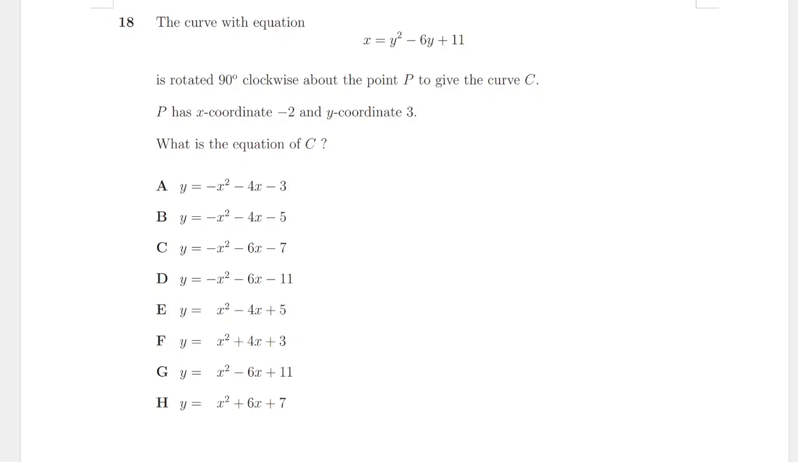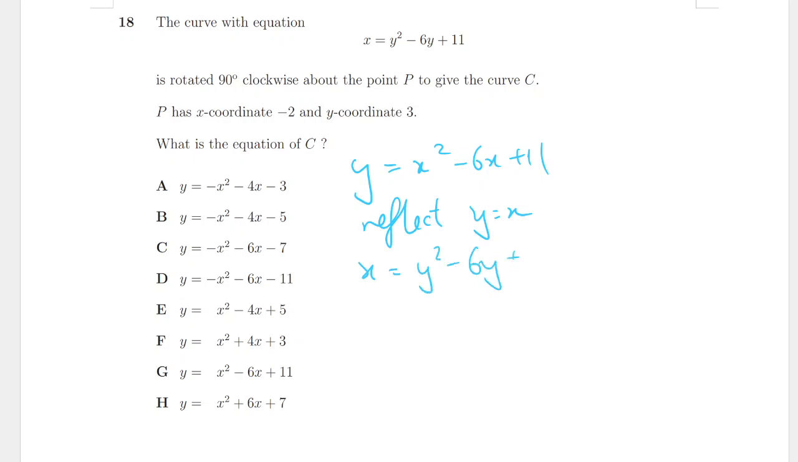If you don't believe this, you could start with the graph y equals x squared minus 6x plus 11, and then reflect your graph along the line y equals x. Then you'll get x equals y squared minus 6y plus 11. That's another strategy if you don't trust your graph drawing skills.